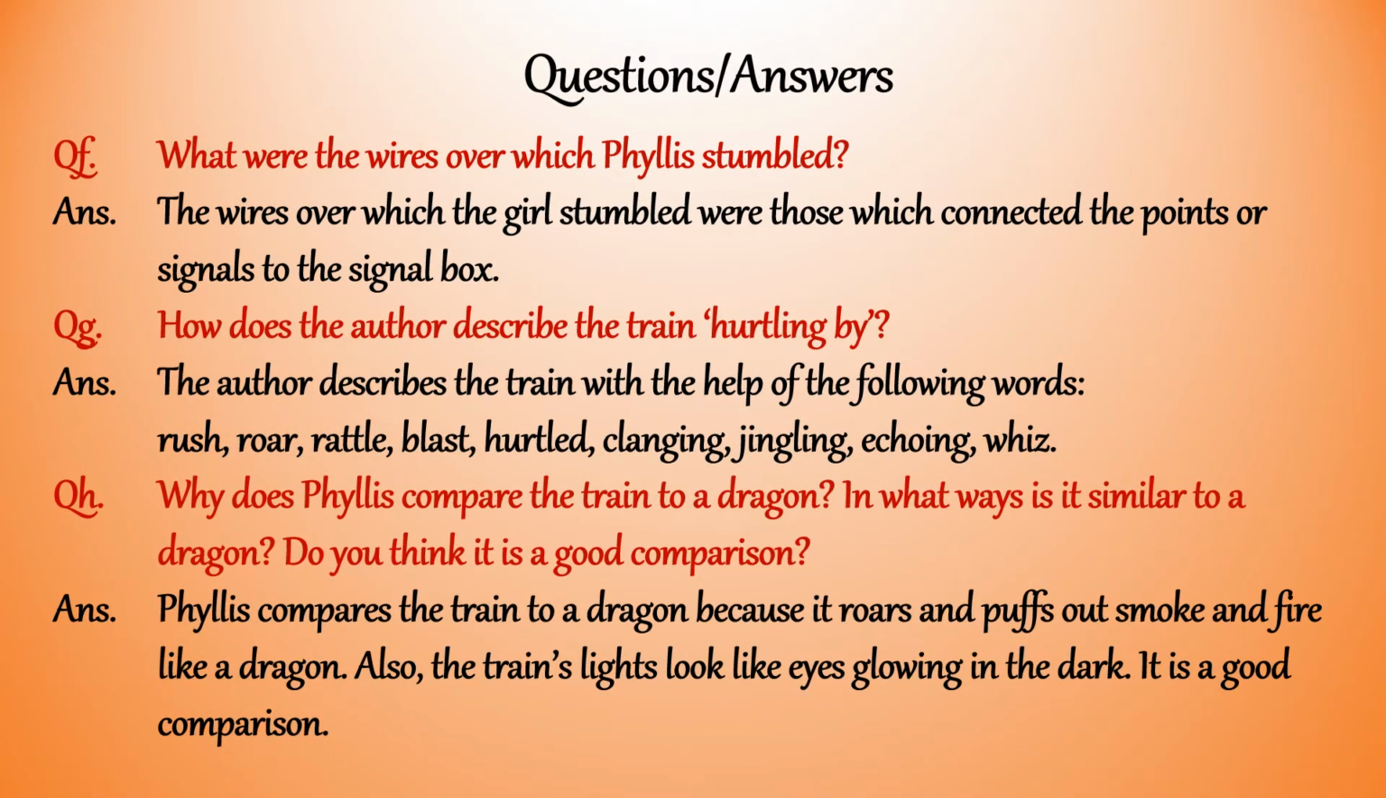Question F. What were the wires over which Phyllis stumbled? Answer. The wires over which the girl stumbled were those which connected the points or signals to the signal box.